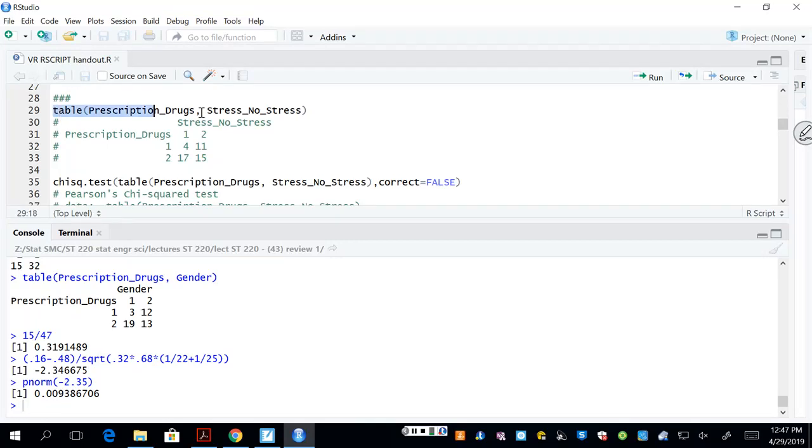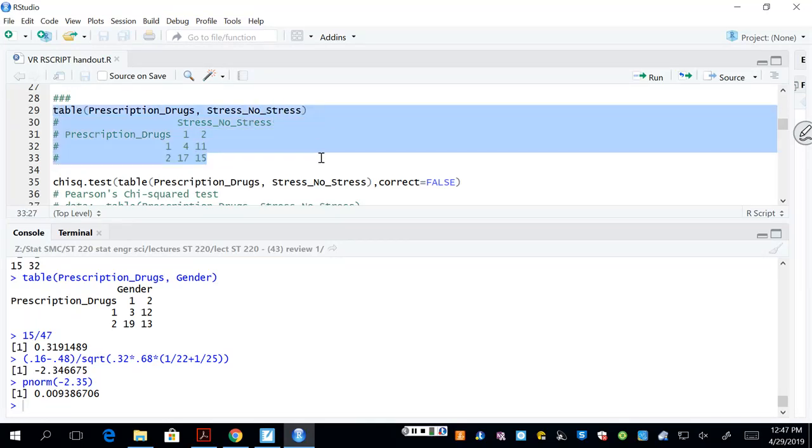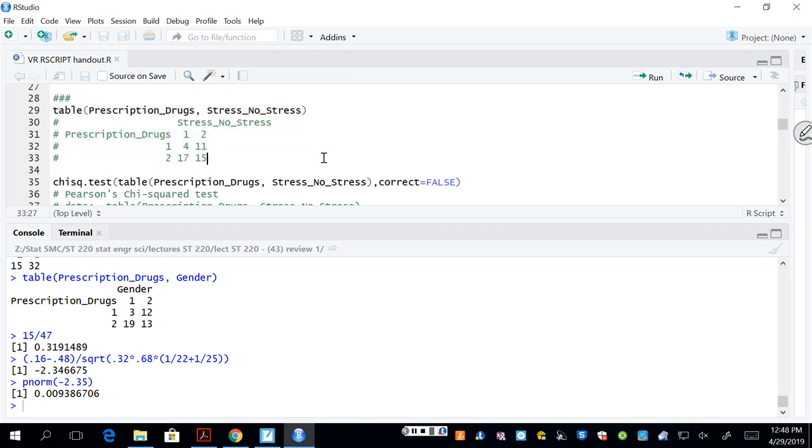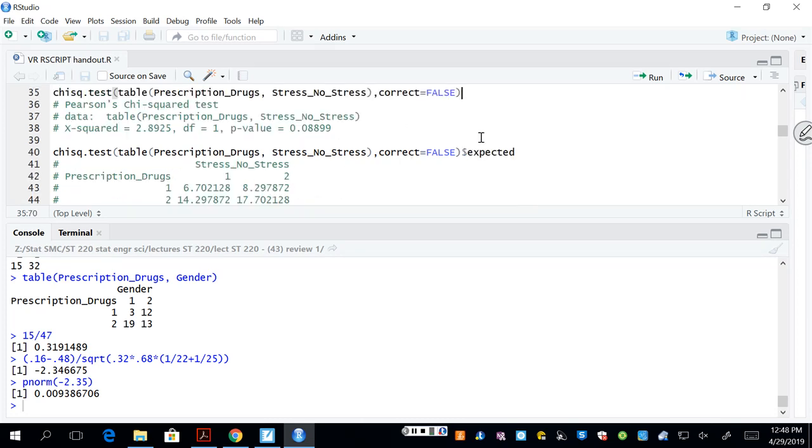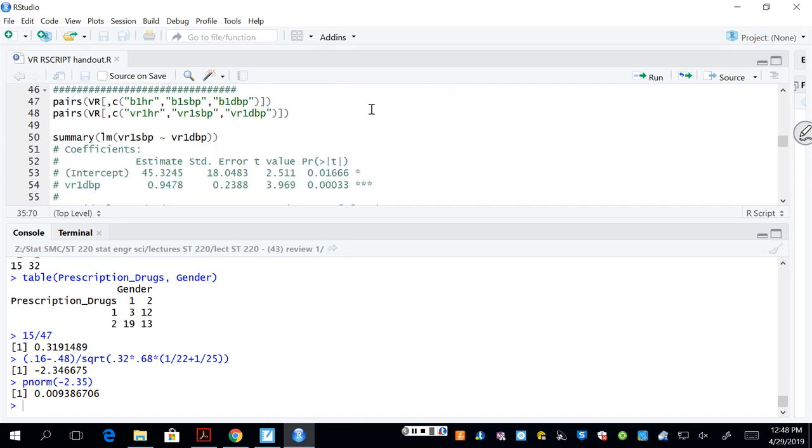Between the two groups, those that are stressed and no stress, do they have a difference in prescription drugs or not? You probably would hope that they wouldn't, right? Because they'd be randomized, with some men and women in both groups, roughly balanced. The p-value there ends up being not significant, and so we're not doing that chi-square part of it.